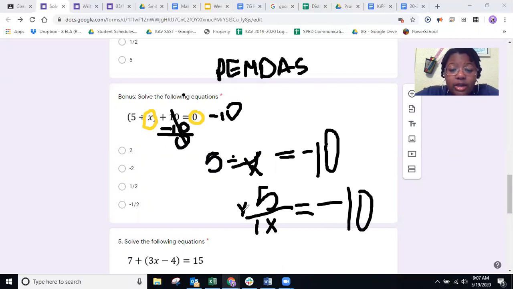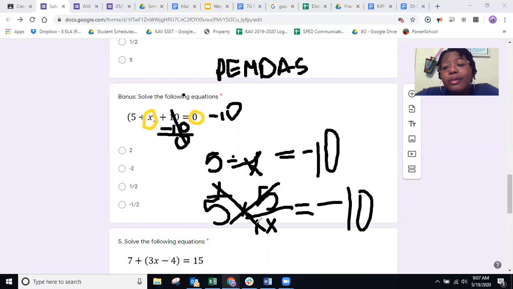So we can times it by the opposite fraction. So we can times it by 1 over 5. And that gives us 1 times 5 is 5. 5 times 1 is 5. So we get 5 over 5, which gives us 1x. So we can cancel out the fraction. We're just left with the x.